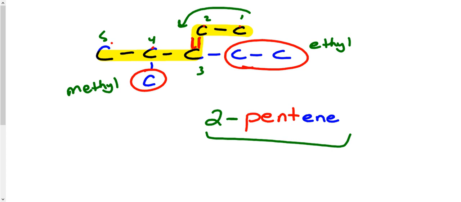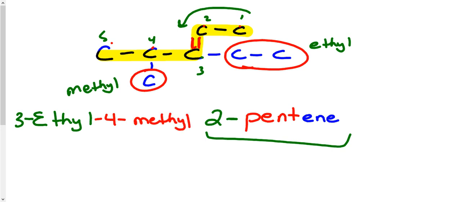So my ethyl, moving up to the front, must go to the front of the name. I can see that it's attached to carbon 3, so this is 3-ethyl. My methyl is on carbon 4. So on carbon 4, I'll have a methyl.